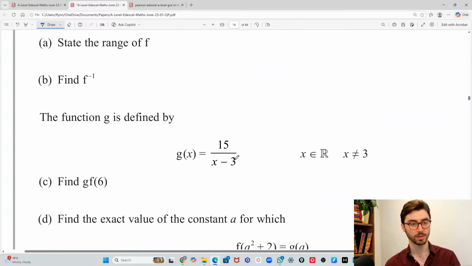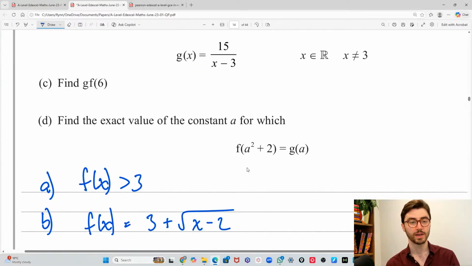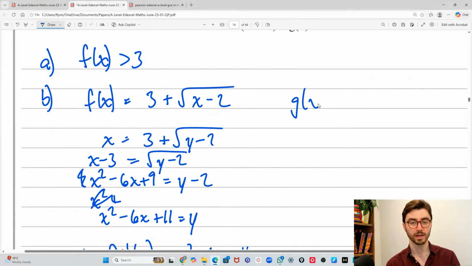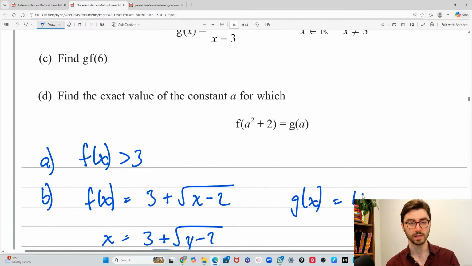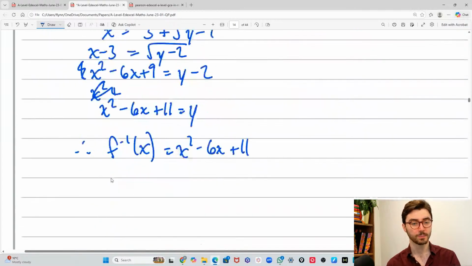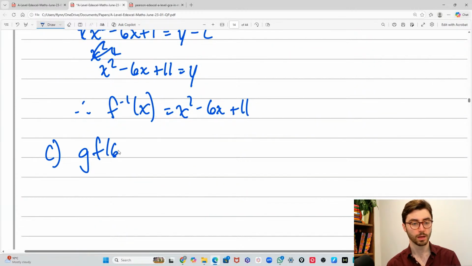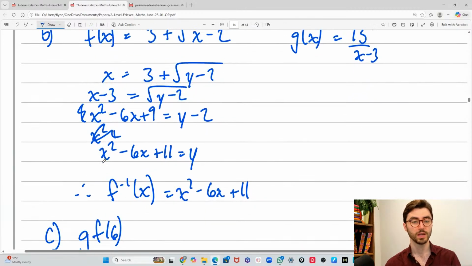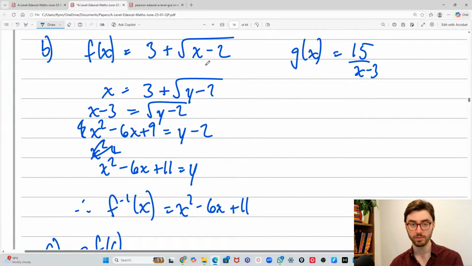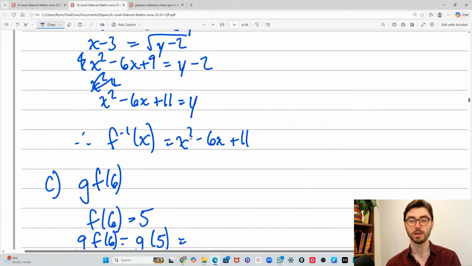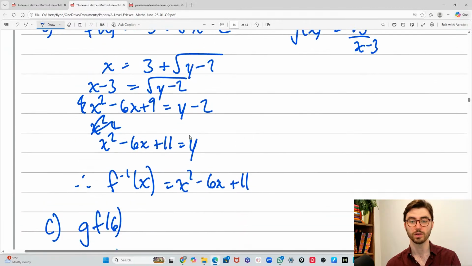Great. So nice and calm, nothing too stressful just yet. We have a g of x. Find g of f of 6. Well, I'm going to write g of x here just so it's closer. So it's 15 over x minus 3. Okay, so g of f of 6. I'm going to first say f of 6 is going to be equal to 3 plus, now 6 minus 2 is 4, square root of that is 2, so it's going to be equal to 5. And so g of f of 6 is going to be equal to g of 5, which is going to be equal to 15 over 2.